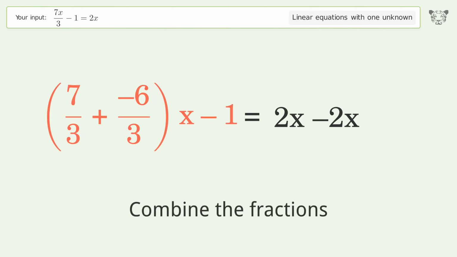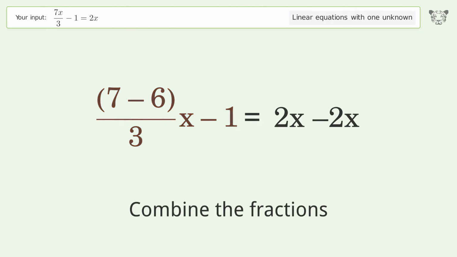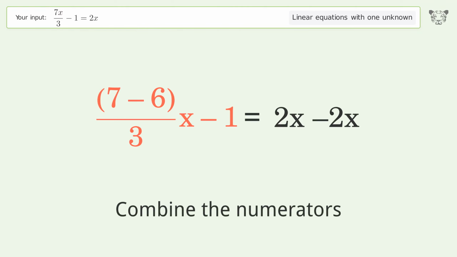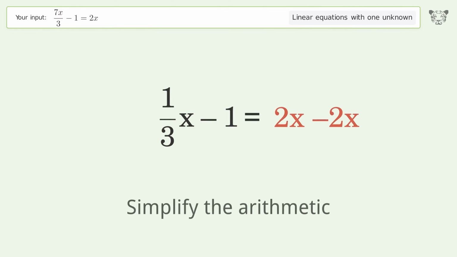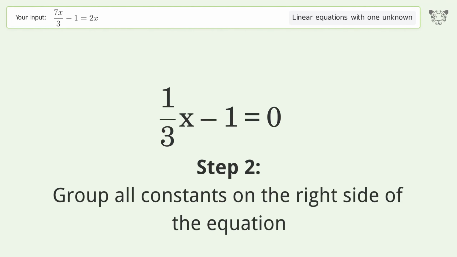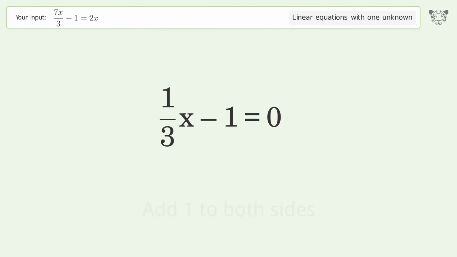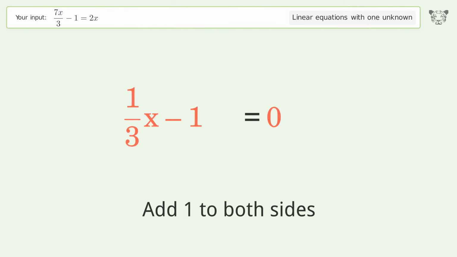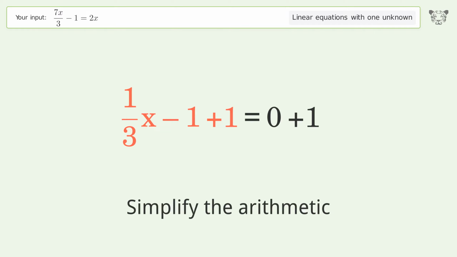Combine the fractions. Combine the numerators. Simplify the arithmetic. Group all constants on the right side of the equation. Add 1 to both sides. Simplify the arithmetic.